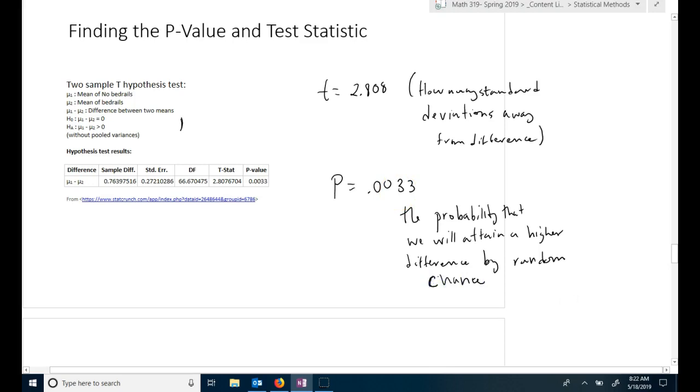That actually means that our difference, the difference that we got, this thing right here, our sample difference, is in fact very rare. By the way, this is going to be x bar 1 minus x bar 2, right? So that's the sample mean for no bed rails, and this is the sample mean for bed rails.